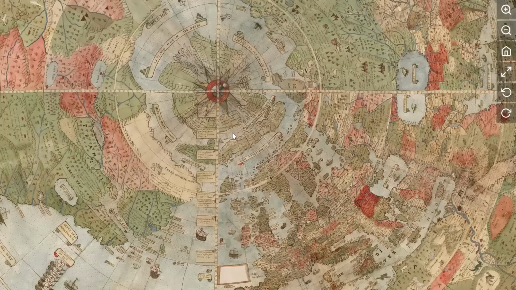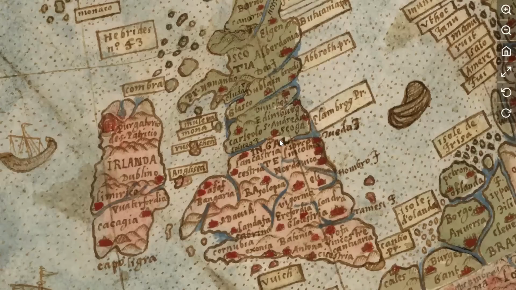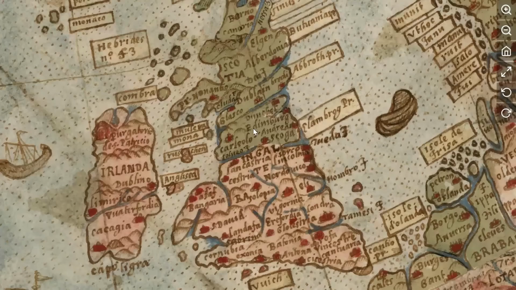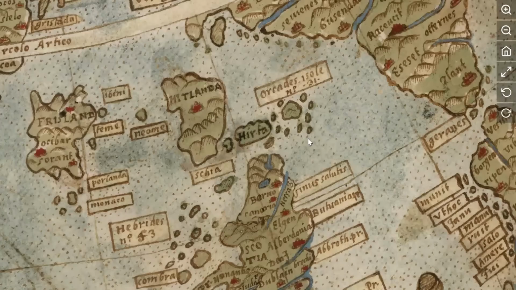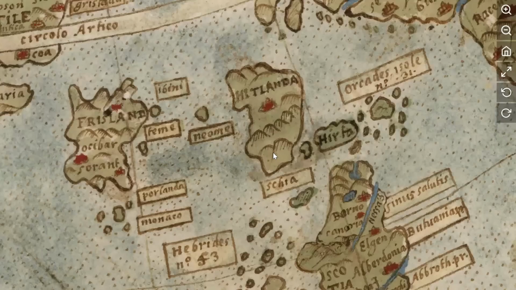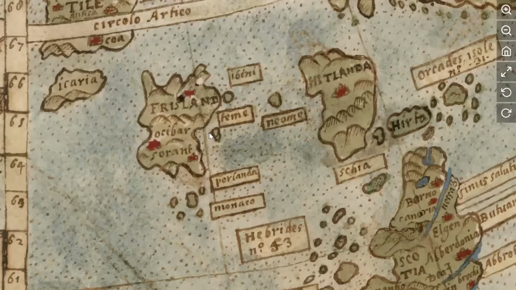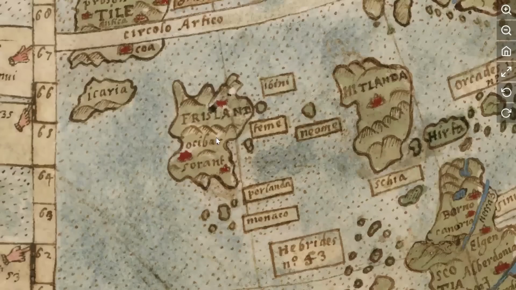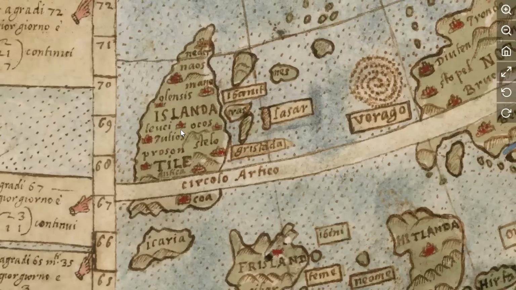And here we are. This is the UK. We have Islander. This is Ingle. England is Ingle and Scotia, Scotland. And above this, we have these islands, which I'm pretty sure are the Shetlands. Then we have this big island, right? Landmass called Hitlandia. Next to that, we have Frisland. And then up here, Islander, which is Iceland.